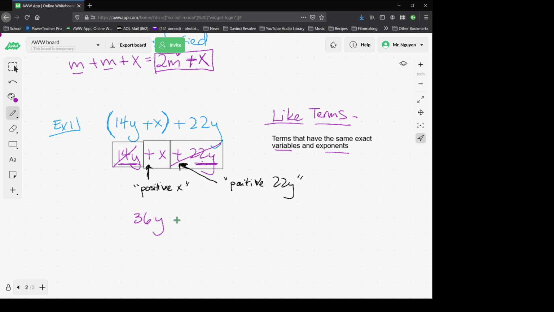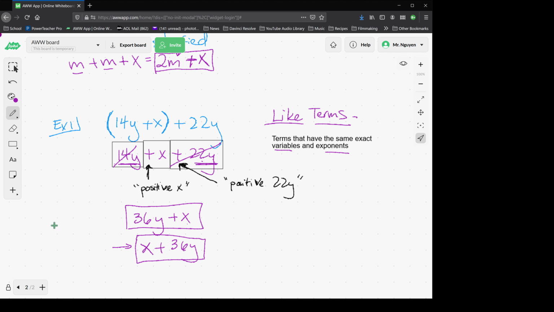And again, like we keep on talking about, we can't add x and y together, so we leave them as they are: 36y plus x. Okay, or if you prefer x plus 36y, you can change the order because of the commutative property. I actually prefer this way, the one on the bottom here, because x goes before y. That's just an alphabetical thing.